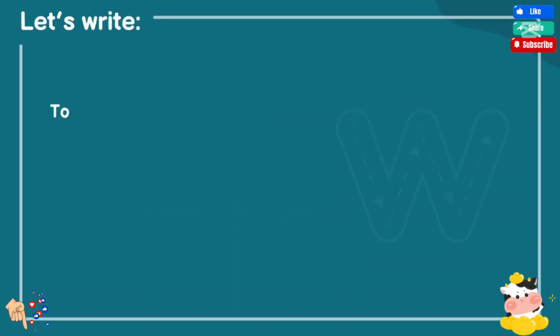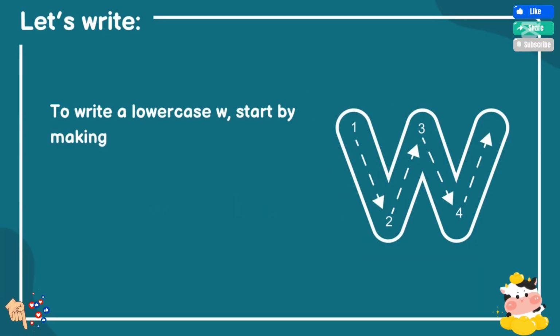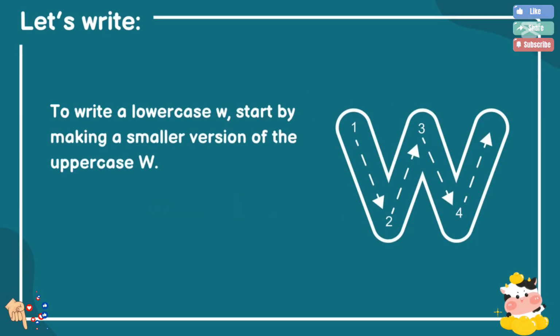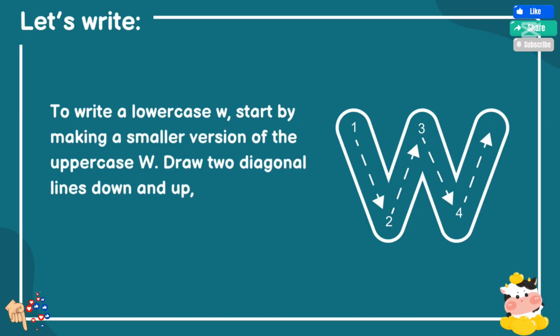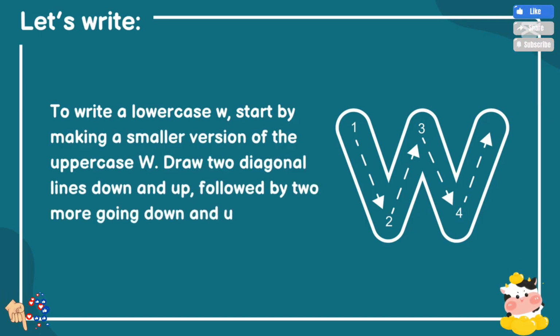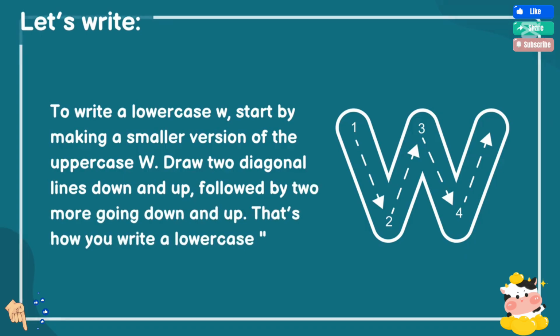To write a lowercase w, start by making a smaller version of the uppercase W. Draw 2 diagonal lines down and up, followed by 2 more going down and up. That's how you write a lowercase w.